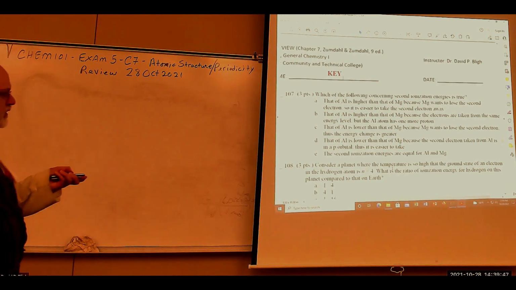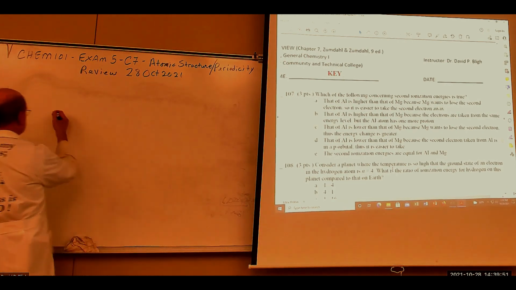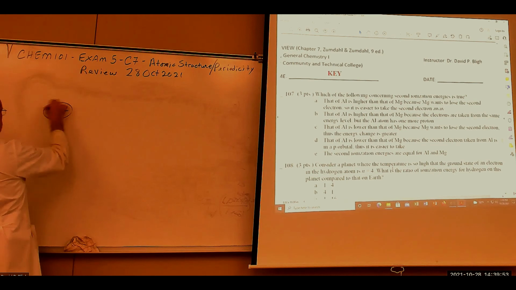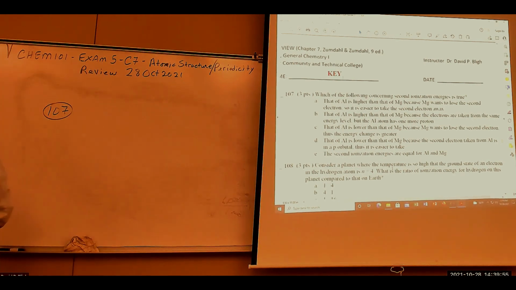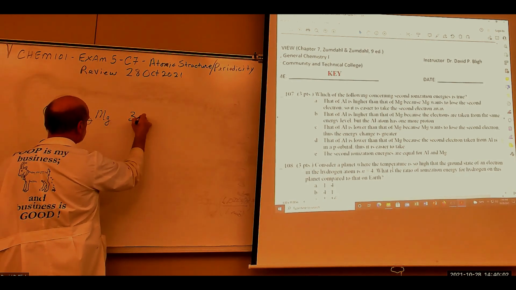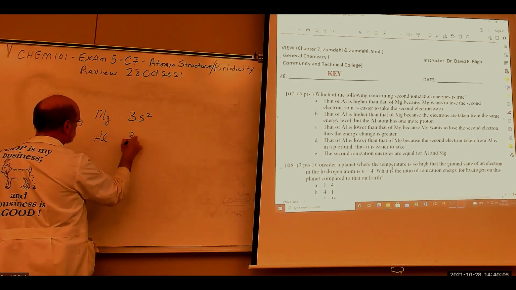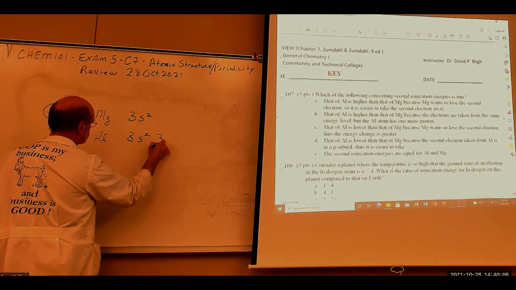We're comparing aluminum and magnesium here. So let's look at aluminum and magnesium. They're both in the same period. Magnesium is 3s2, as 3s2 is its valence. Aluminum is 3s2, 3p1.